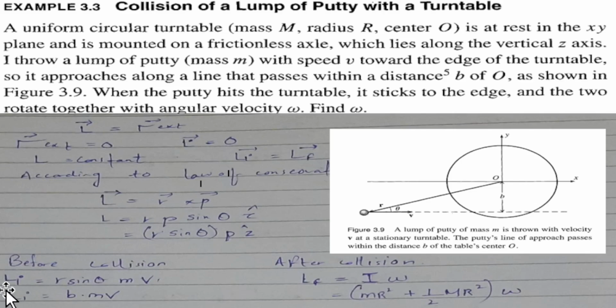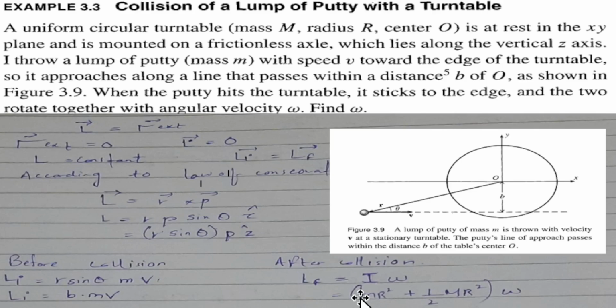Now you have to see the angular momentum, which is exactly equal to r sine theta mv. We can put mv instead of p. But then you can see there is a 90-degree angle, so sine 90 equals 1. And r here, you can see this is the distance and it is denoted with b. So put the value of b instead of r. Now further, you can see this is after collision.